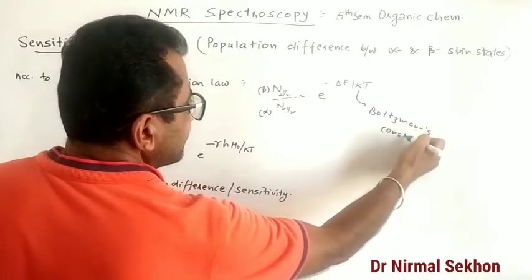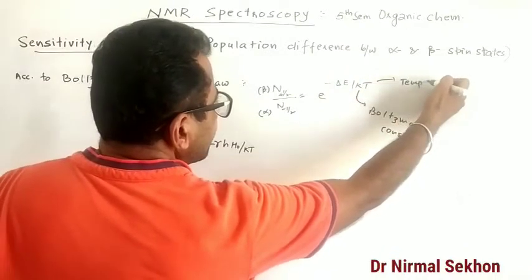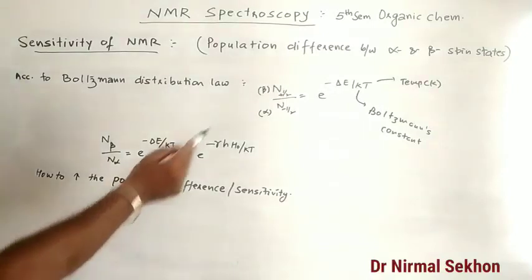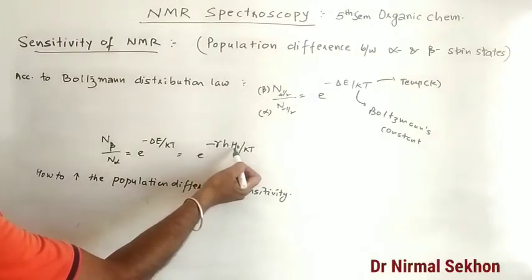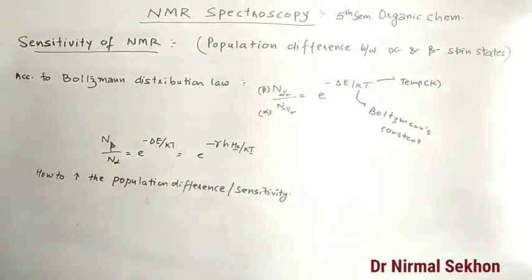Boltzmann constant. T is your temperature on the Kelvin scale. Delta E is the energy difference between these two spin states. So this can be written like this: we have gamma, H naught the external magnetic field, and T the temperature. From here you can see that there are many factors which affect this.